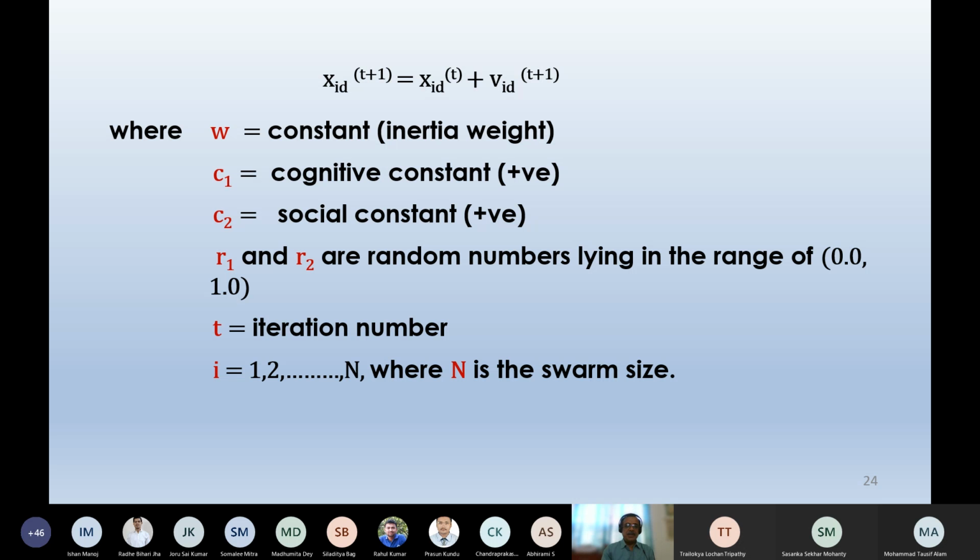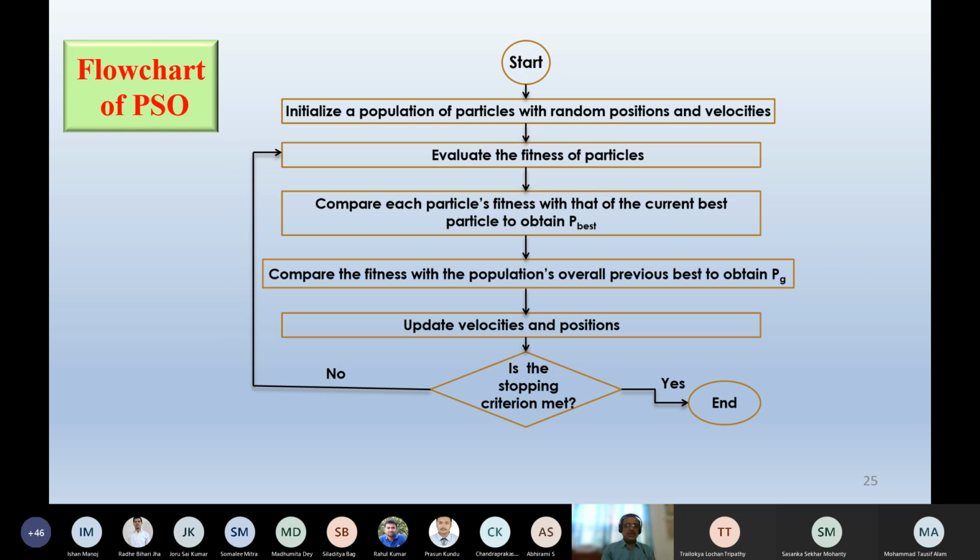All such things, whatever I told, I have written here. So this is the way actually the PSO is working. PSO is very simple. In fact, all the non-traditional tools for optimization, if you see the working principle, it is not difficult to understand.